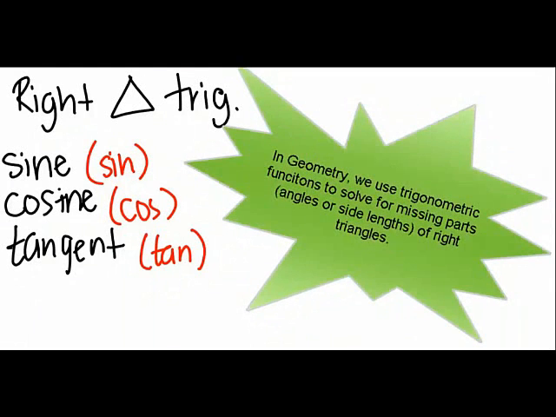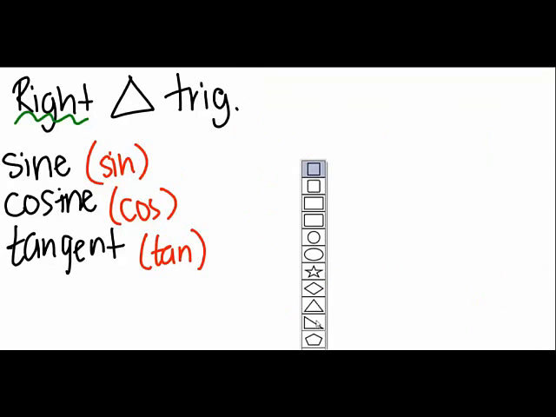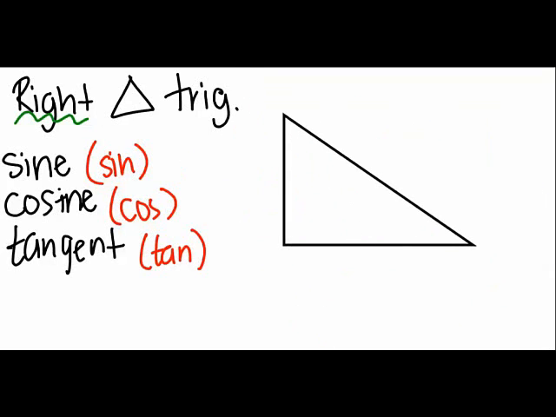Okay, and we use these three functions to solve for missing parts of right triangles when we have one side and an angle, or two sides and we're looking for an angle. But remember, it does have to be a right triangle. That's the big key word there. It has to be a right triangle. So I'm going to draw a right triangle over here to get you started and show you how these work.